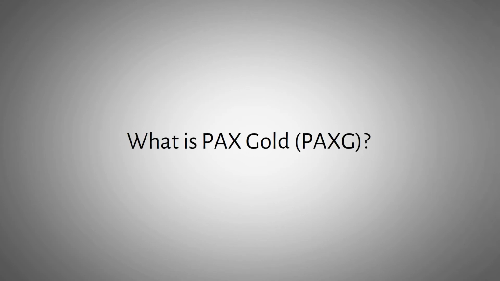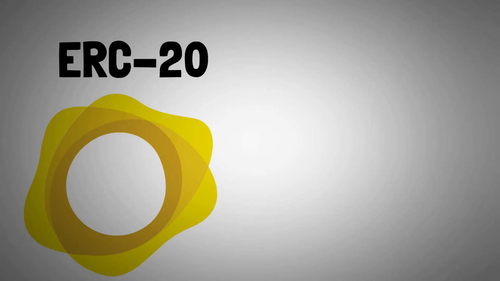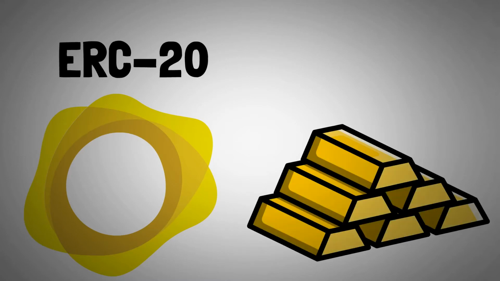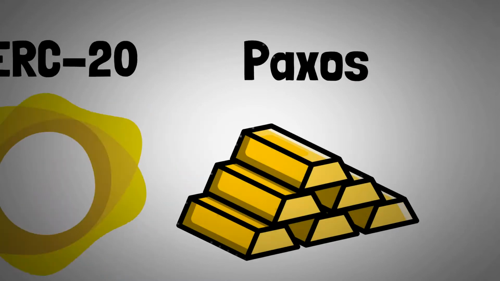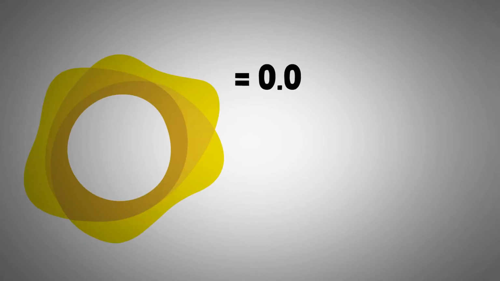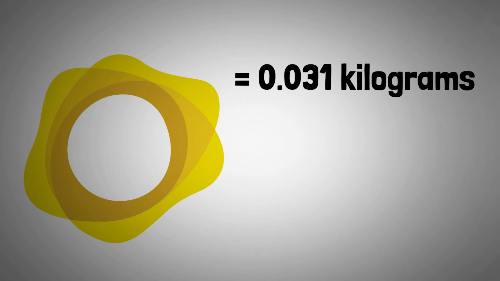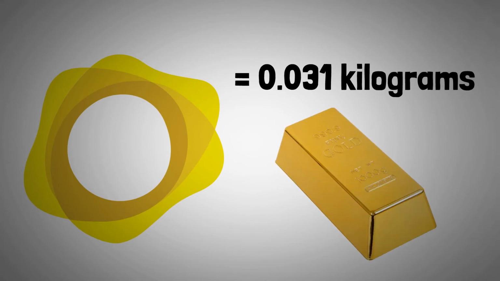What is PAX Gold? PAX Gold is an ERC-20 stablecoin backed by physical gold reserves, held in custody by the Paxos Trust Company. Each PAX Gold token equals 1 troy ounce of a 400-ounce London Good Delivery gold bar housed in secured gold vaults, such as Brink's.